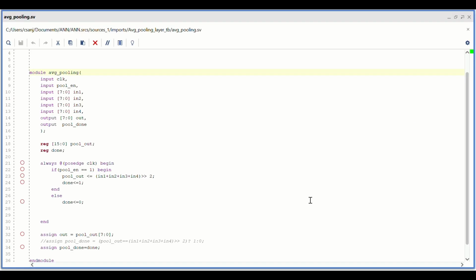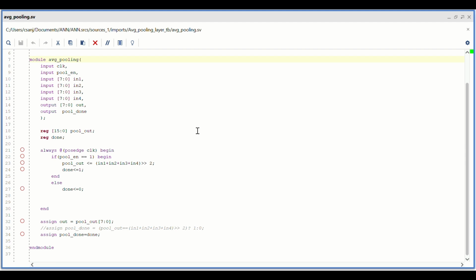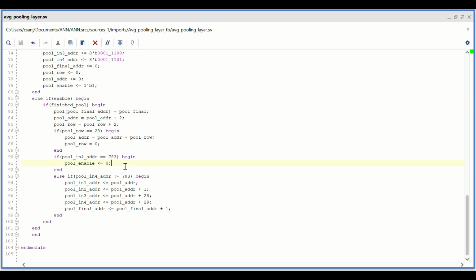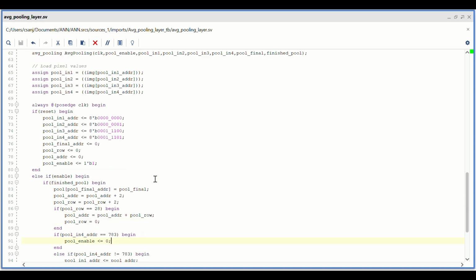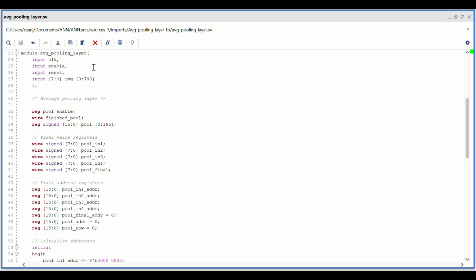Now we'll discuss the pooling module. This is the average pooling module. The inputs for this module are input 1, 2, 3, and 4, which are basically the 4 pixel values. So this is the code here. This is the average pooling layer. We have discussed that pooling requires two modules, the average pooling layer and the average pooling module. So we'll first look at the average pooling module.